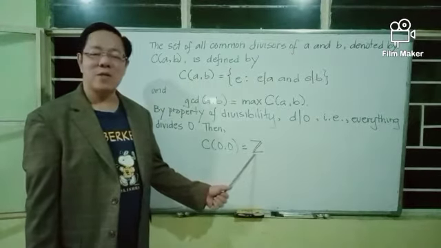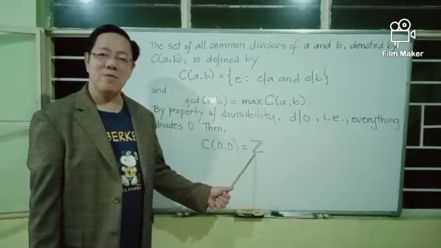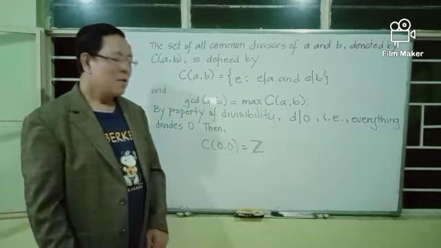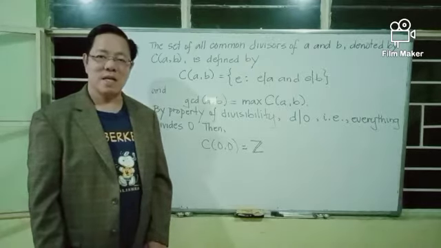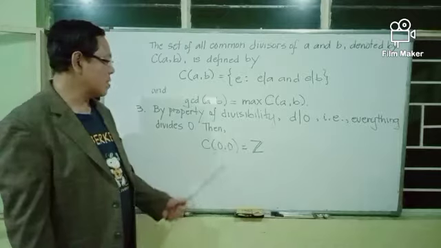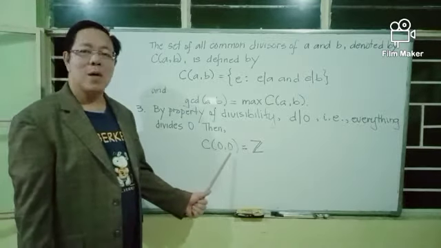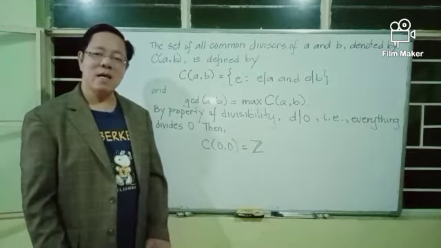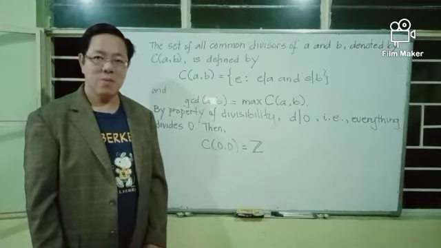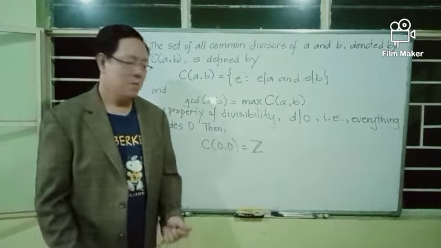Now, the set of integers is an infinite set, which means that there is no largest element in this set. Therefore, there is no largest element that divides 0 and 0. And in this case, we take the greatest common divisor of 0 with 0 equals 0.